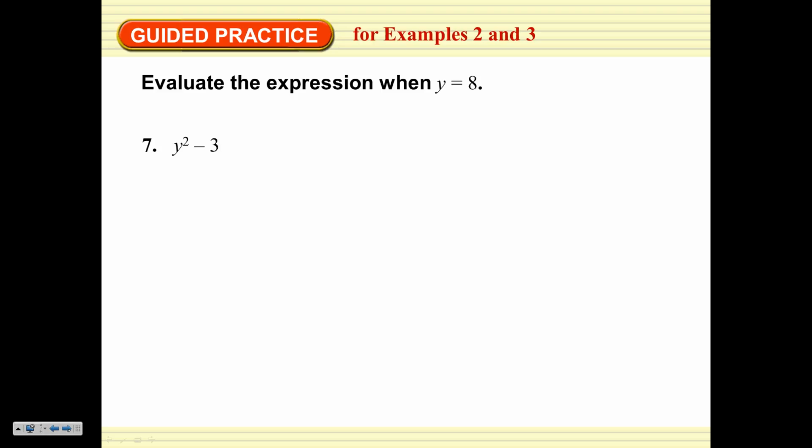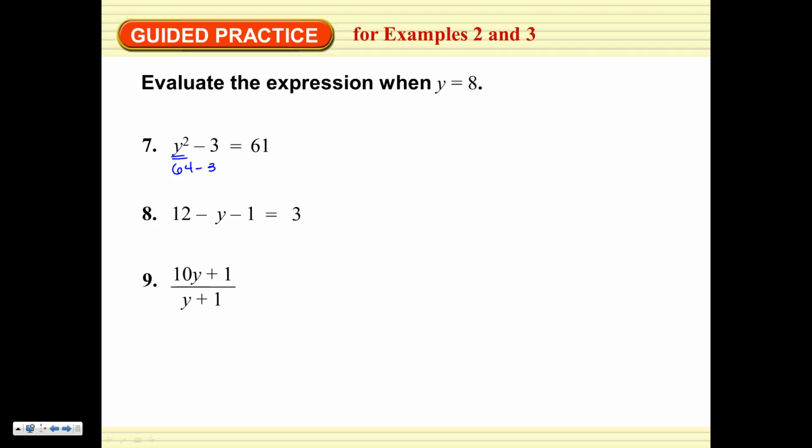Okay, for number 7, the expression is y squared minus 3, and you should have come up with 61. When you substitute the 8 in here for the y, 8 squared is 64. 64 minus 3 equals 61. Okay, for number 8, 12 minus y minus 1. Substitute the 8 in for y. Make sure you go left to right. 12 minus 8 is 4. 4 minus 1 is 3.